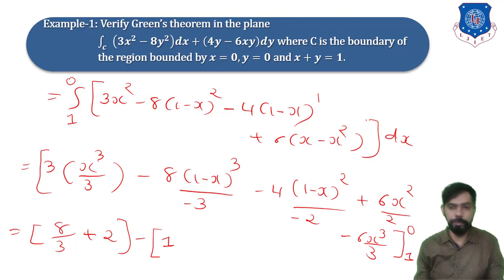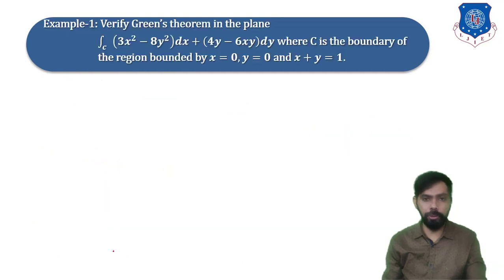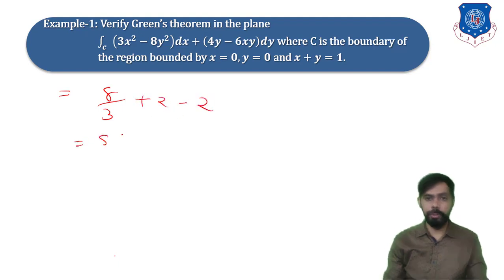So it will be 3 plus 3. Okay. Then 6 divided by 3, so it will be 2 minus 2. Okay. So this will be 4 minus 2, so it will be 2, and 2 minus 2 will cancel out. Therefore here 8 by 3 plus 2 minus 2, so the 2 cancels out, so this will be 8 divided by 3. Therefore the answer of the integral along AB is 8 divided by 3.